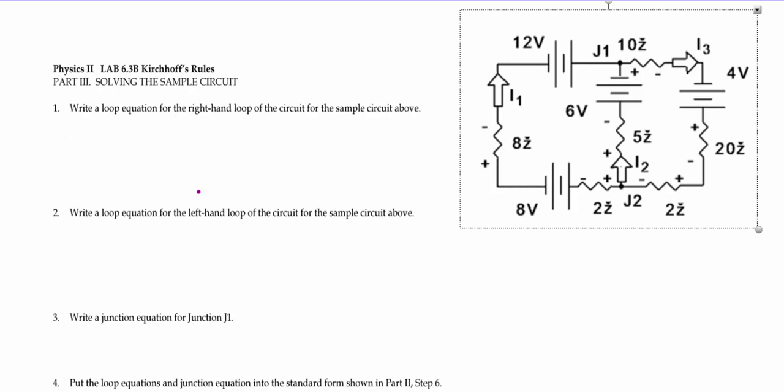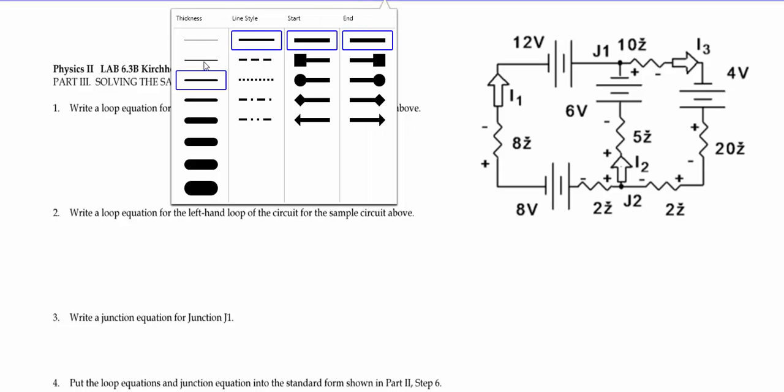So let's use Kirchhoff's rules to solve this circuit. Alright, so we've labeled our currents through the circuits. Over here on the left-hand loop I have I1, over here on the right-hand loop I have I3, and through this middle branch I have I2, and we're actually going to have to use all of those. So write a loop equation for the right-hand loop of the circuit for this sample. We can do that. It's a little bit complex, but not bad. So let's take a look.